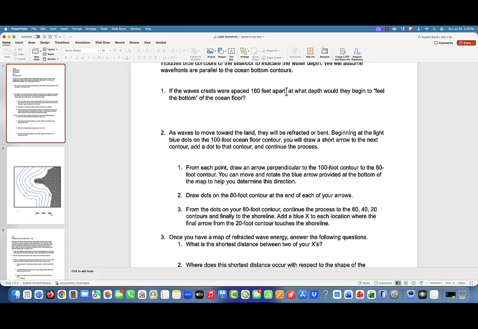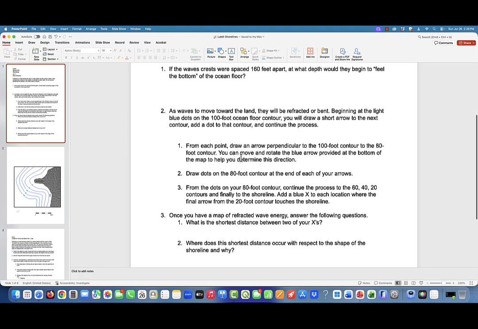would those waves start to feel the bottom? And all you have to know there is the wavelength, because crests are 160 feet apart, that would be the wavelength. And you have to know the relationship between the wavelength and when waves start to feel the bottom, which is half the wavelength.